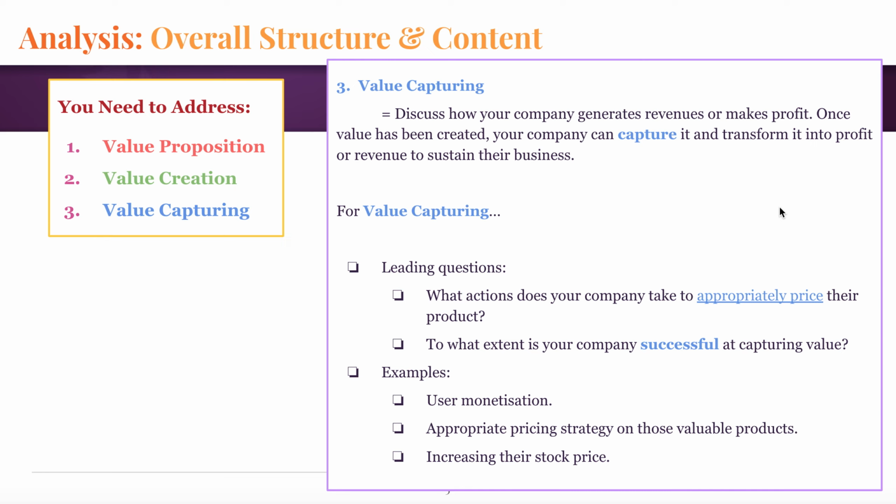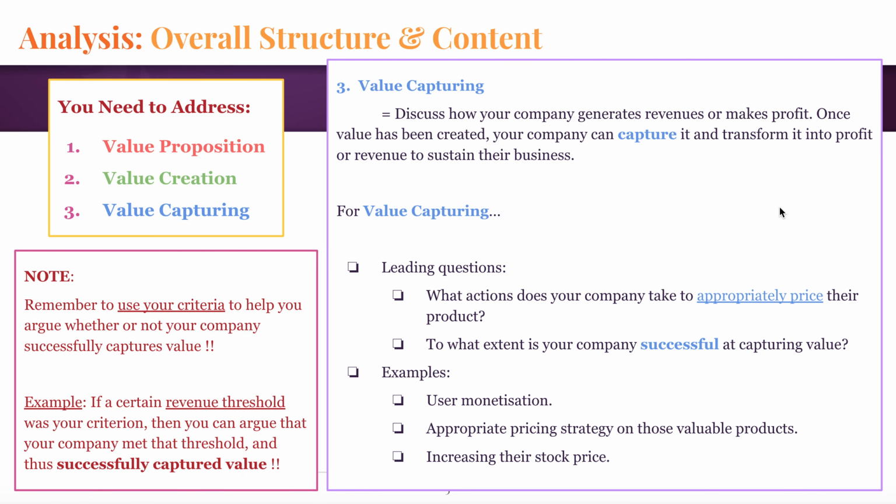And some examples of this, like I just said, are user monetization. So how many ads maybe does a user see? Does the ad translate into revenue for your company? The appropriate pricing strategy on those valuable products. So let's say you have a very valuable product, but you don't price it appropriately, either under or over, then that can also affect your revenues or profit. And also, of course, the big goal for any digital company is to increase their stock price, because that obviously conveys to investors that their company is valuable. So that's another thing you can potentially talk about in terms of value capturing.